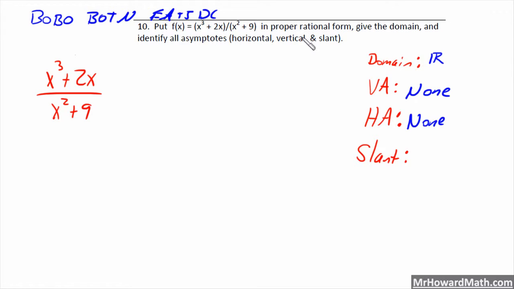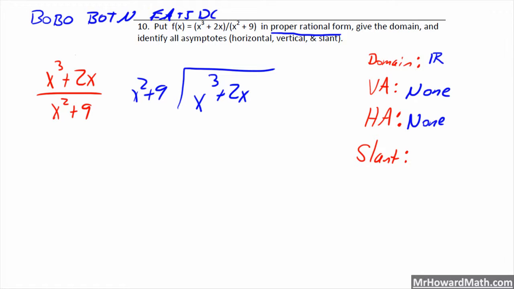Slant asymptote, that's going to come from putting this in proper rational form. Proper rational form says the degree of the numerator has to be less than the degree of the denominator, and in this case we have degree 3 on top and degree 2 in the denominator, so it's not in proper rational form. So we'll do long division on that. It is 1 degree bigger on top than bottom, so we will have a slant, and we'll get that as we do this long division.